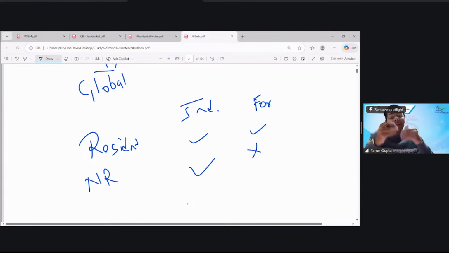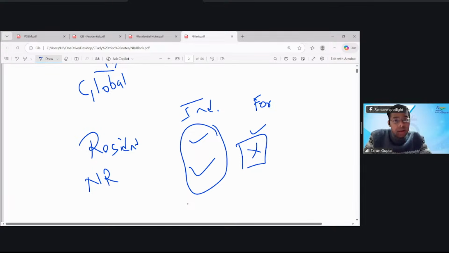So the concept of residence, whether you are resident or non-resident, is relevant only for this. For Indian income, the tax applies to both, whether resident or non-resident. So if there is an income which is an Indian income, it's taxable in the hands of a resident as well as a non-resident. So for that, I am not required to ascertain whether the person is a resident or non-resident. You are with me?